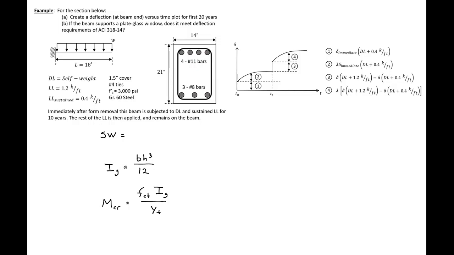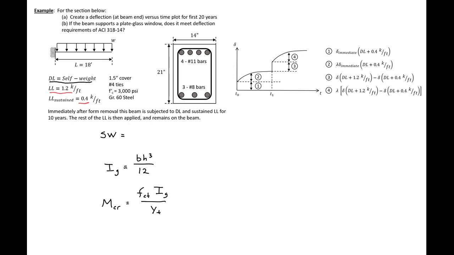In this example problem, we're going to create a deflection versus time plot for the first 20 years of this cantilever beam with a distributed load. Our dead load is going to be the self-weight, and our live load is going to be 1.2 kips per foot, with 0.4 kips per foot of this live load being sustained on our beam.